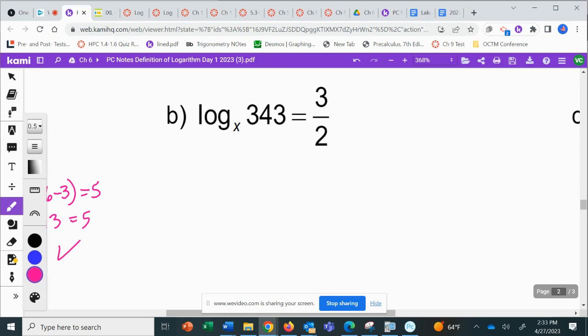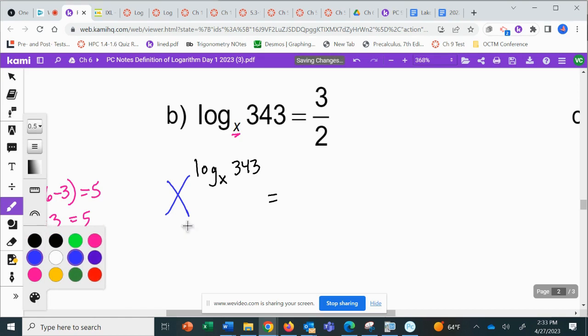So I'm going to exponentiate both sides. I'm going to get rid of the log and change it into exponential form. But what is my big base that I'm going to use to exponentiate with? x. It's okay to use x because that's the base. So now we have x to the log base x of 343 equals x to the 3/2.